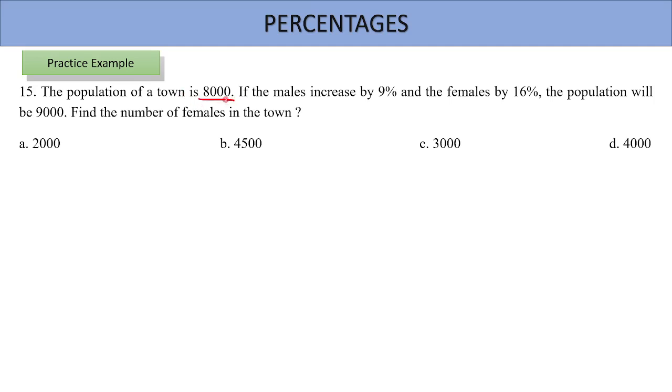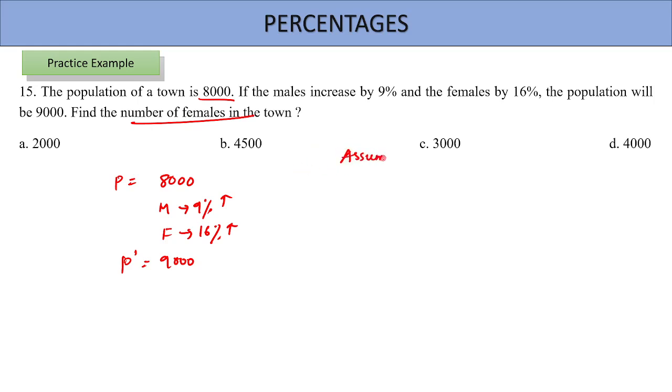The population of a town is 8,000. The males increase by 9 percentage and the females increase by 16 percentage. And finally, the new population, this is my population initially, and my new population is now 9,000. So find the number of females in the town. There are two ways to solve this question. You can either solve it using the options, for that you have to try each and every option and get towards the answer. Another way is you can take certain assumptions.